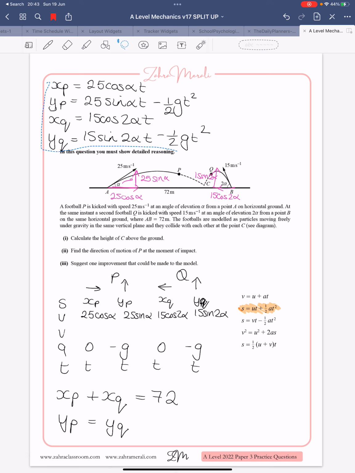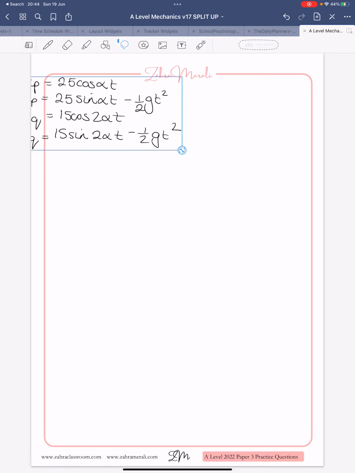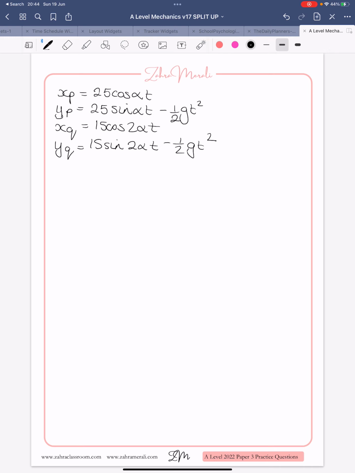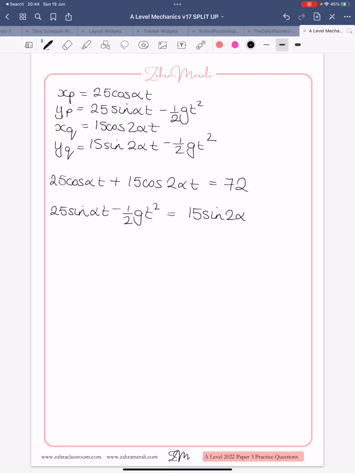So now we're going to take those equations and put them into these formulas. If we take those over to the other page, we can do that. So we're now going to equate things. We said that xP plus xQ has to equal 72. So we've got 25 cos alpha t plus 15 cos 2 alpha t equals 72. We also know that when they meet, 25 sine alpha t minus a half g t squared equals 15 sine 2 alpha t minus a half g t squared. We've got two equations here, and we're going to use them to find what we need, which was the direction of motion at impact and the height.